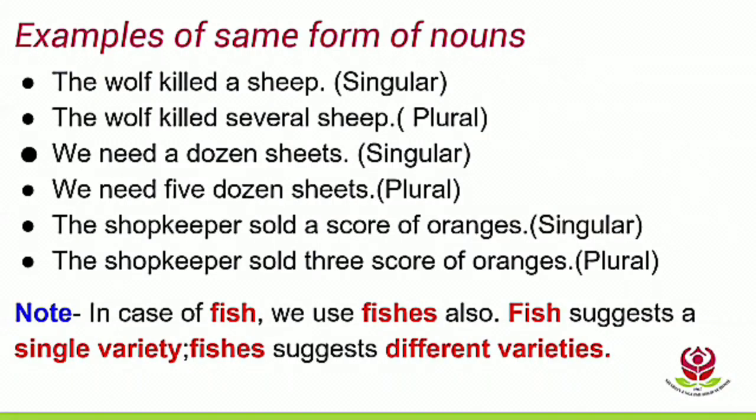Now students, make a note of this. In case of fish, we use fishes also. Fish suggests a single variety. You know, fish has got different varieties. So fish will suggest a single variety. When you say just fish, it suggests one variety, and when you say fishes, it suggests different varieties.